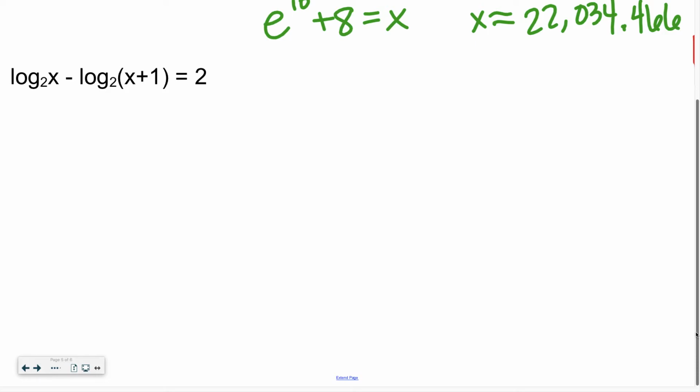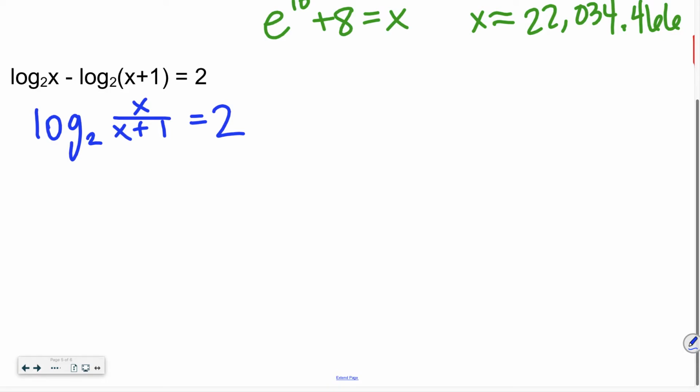Okay. If we had 2 logarithms that are equal, we could use that 1-to-1 property. We can't make these 2 logarithms equal because we have that 2 right there. But what we could do is condense to 1 logarithm. So log base 2 of x divided by x plus 1 equals 2.